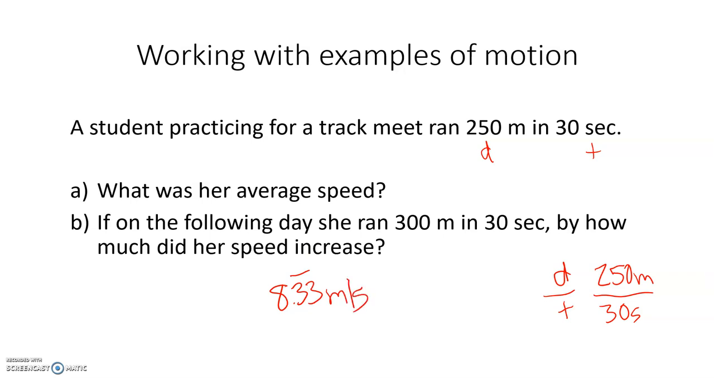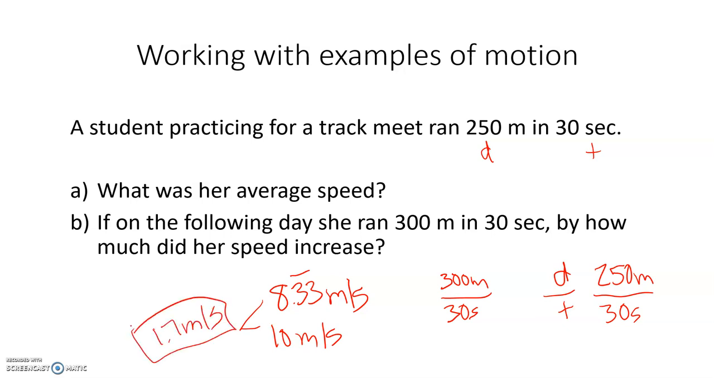Now, if on the following day she ran 300 meters in 30 seconds, how much did her speed increase? So now we have a different distance and a different time: 300 meters and 30 seconds. This one I don't need to ask Google. I can simply take 300 divided by 30, and I know that is going to be 10 meters per second. So she ended up increasing her speed by about 1.7 meters per second on day number 2.